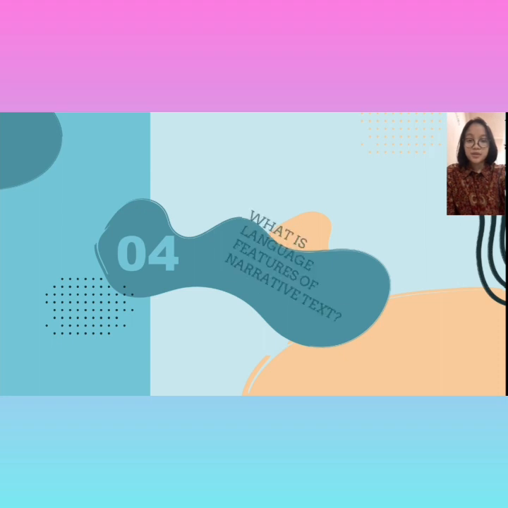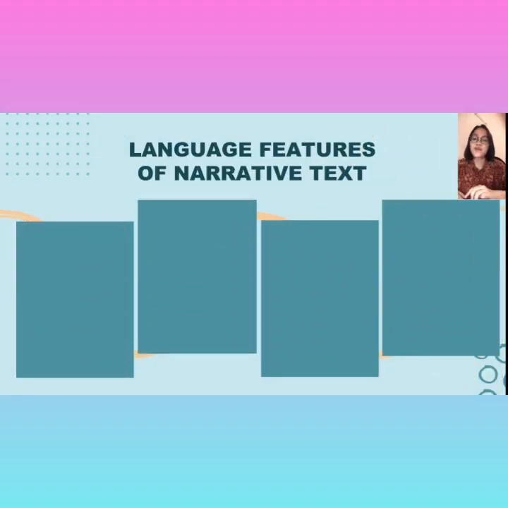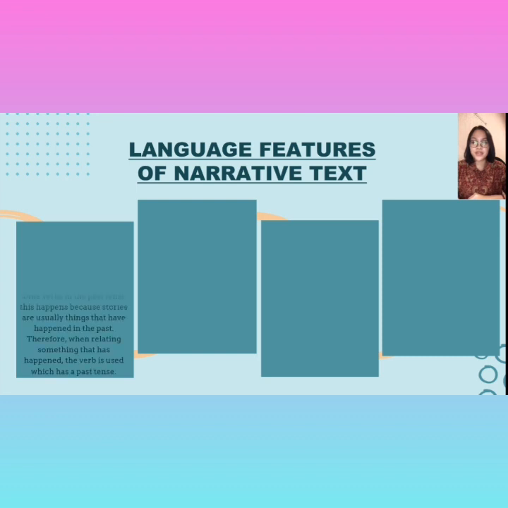Number 4, what are the language features of narrative text? Language features of narrative text. The first one is simple past tense. The tense or form of the verb used in narrative text is the past tense or verb form the past. For example, the words ate, went, and grew are some verbs in the past tense. This happens because the stories are usually things that have happened in the past. When relating something that has happened, the verb used has a past tense.